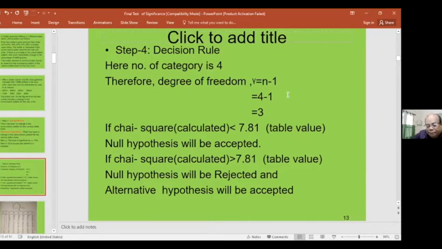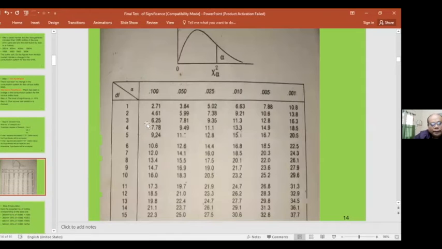So when you have a sample size of 5, the degree of freedom is 5 minus 1. Here you have one sample, but four categories: 500, 400, 300, 200. So 4 minus 1, degree of freedom is 3. So at alpha 5%, look at the table. For degree of freedom 3, and for 5%, that is 0.05.